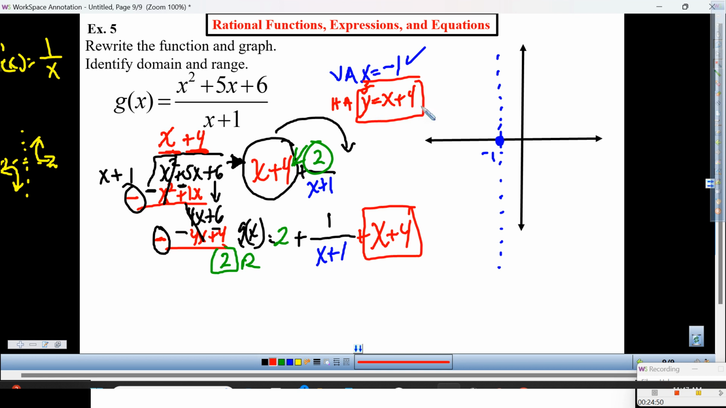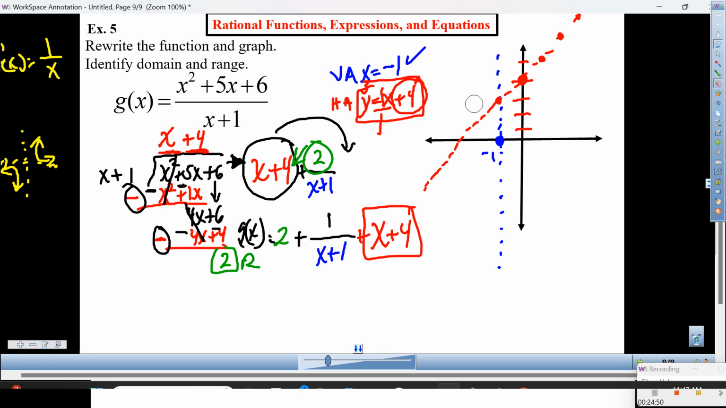Where do I start? Positive 4, so I go 1, 2, 3, 4. I need a slope. What is my slope? 1 over 1, so that means I go 1 up, 1 to the right, 1 up, 1 to the right, 1 up, 1 to the right, or 1 down, 1 to the left, 1 down, 1 to the left. What do you guys notice about that asymptote? It's slanted, is that correct?